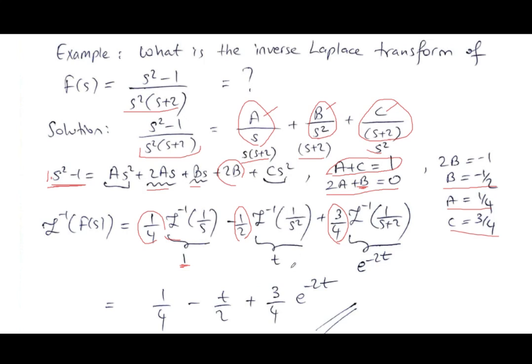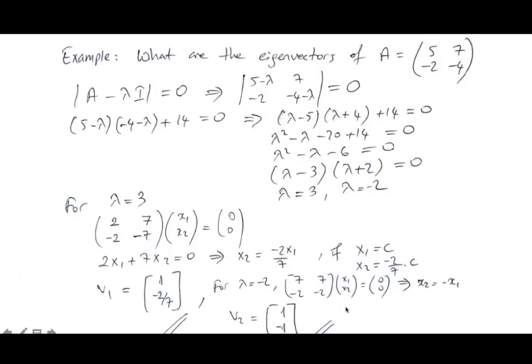For 1 over s squared, that is t. And for 1 over s plus 2, that is exponential minus 2t. And then just combining this, we get the final answer. Now, here is another example.